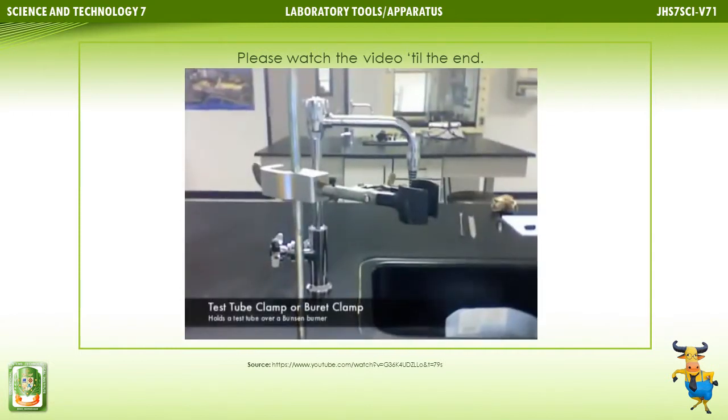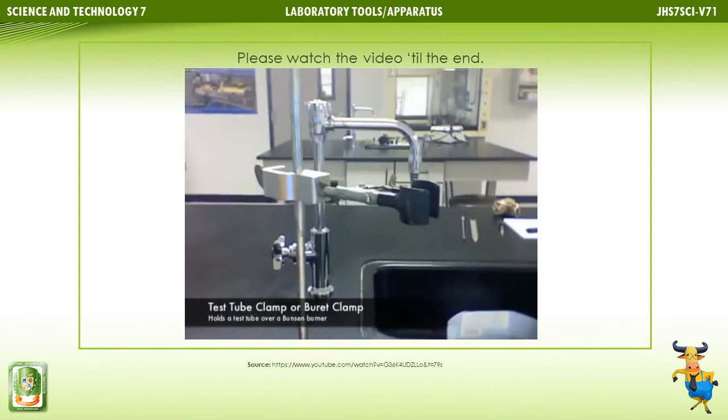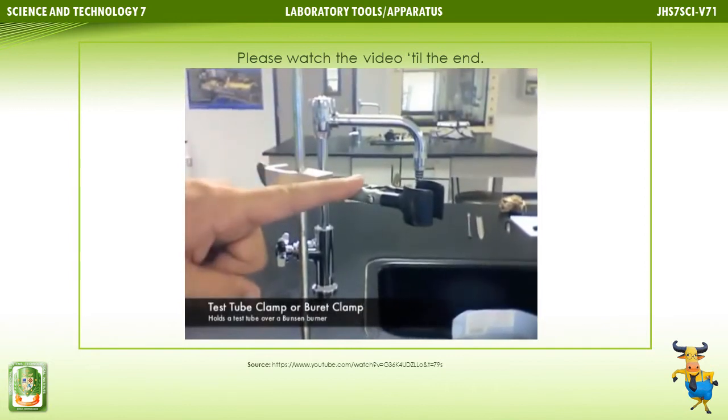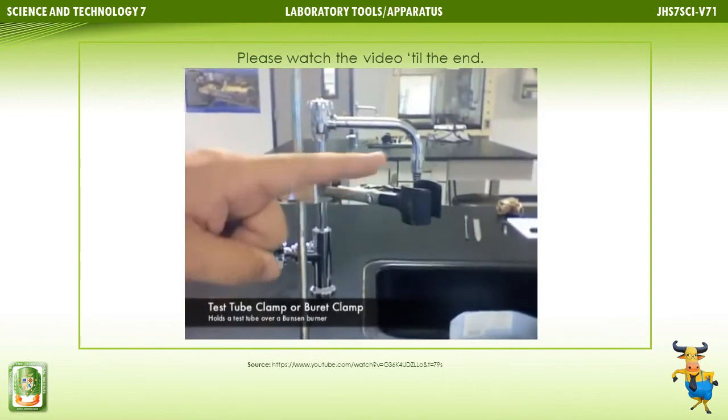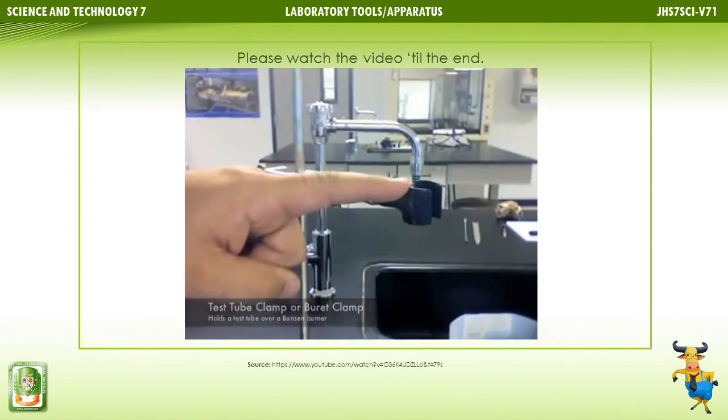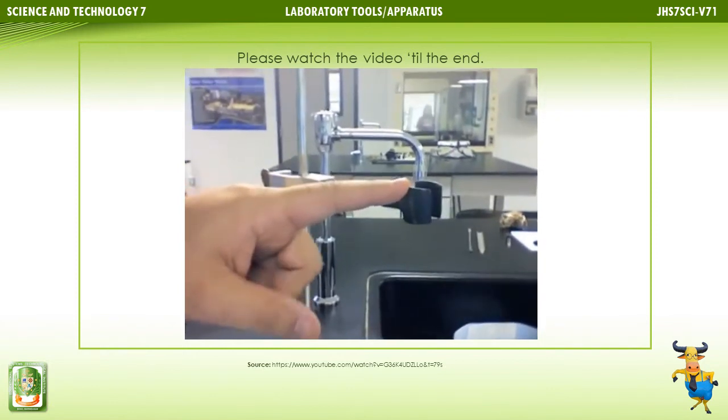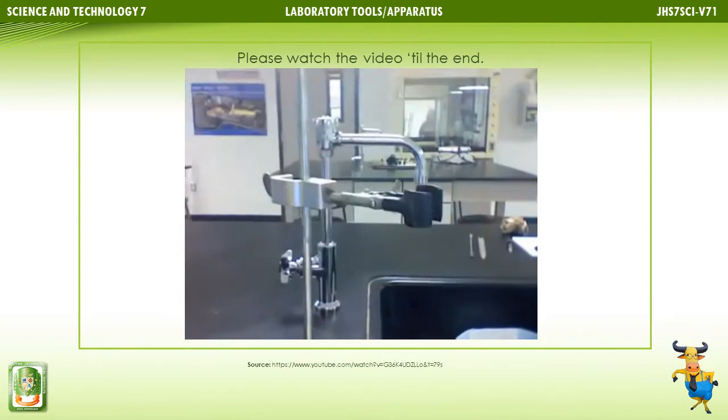Ring stands don't always just hold rings. Sometimes they hold test tube clamps. These will hold a test tube over something hot so it can be heated without you burning your hand.